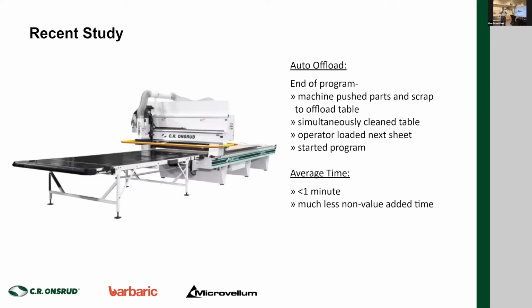Then we did the same study on the same model machine with just a simple offload system. Basically, at the end of the program, the machine automatically offloads all the parts and scrap onto an offload table and simultaneously cleans the table, picks up all the dust and debris, sucks it off the table. So it allows the operator just to load the next sheet and hit cycle start. And that was an average time of less than a minute. So much more value added time, and we'll show that here.